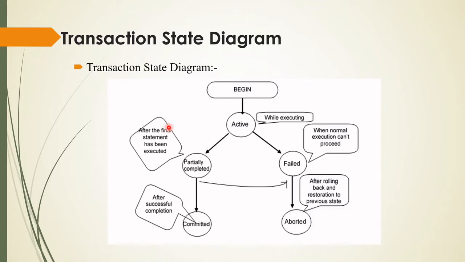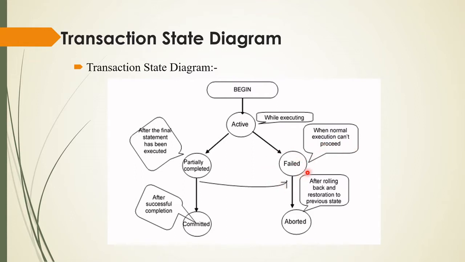See in the diagram, here we have a starting point, so it is begin. While our transaction is executing, it is in the active state. The active state is further divided into two parts. After the final statement has been executed, it may be partially completed, or it may fail when normal execution can't proceed.